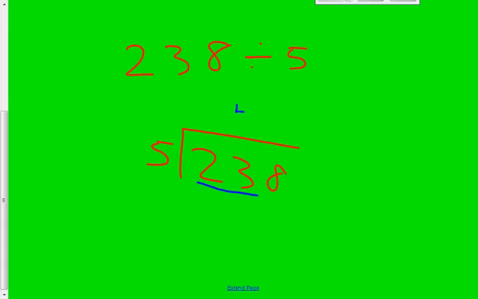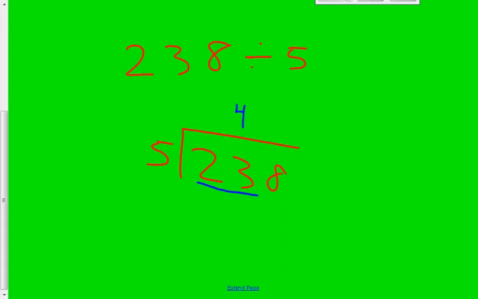Just to remind you of what you did in the third grade, you might have had something like this: 238 divided by 5. So what you did here was you made this division bar, 238, and then you put the 5 on the outside. Then you ask yourself, how many times does 5 go into 2? Well, it doesn't go in there at all. So then how many times does 5 go into 23? It goes in there 4 times.